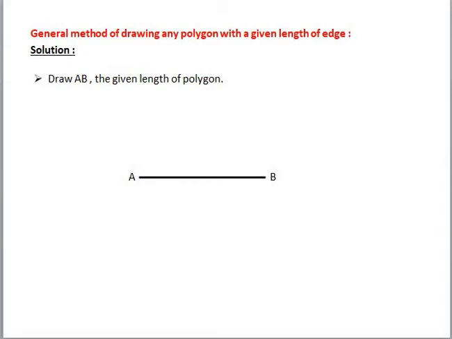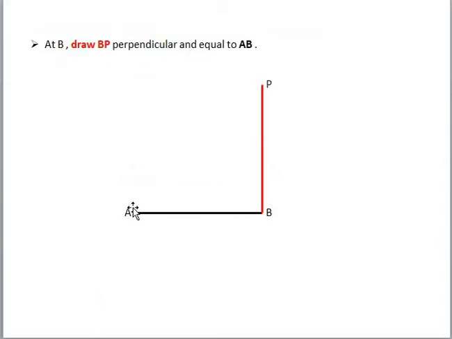After drawing this horizontal line, let us go to the next step. At B, draw a perpendicular BP, and this length BP should be exactly equal to the length of AB. That means if AB is 70 millimeters, BP should also be equal to 70 millimeters.